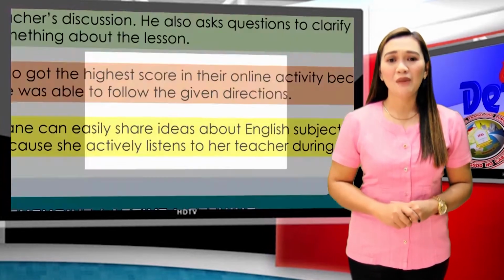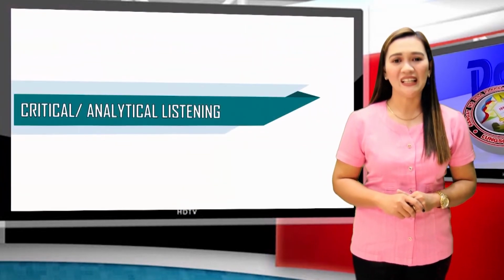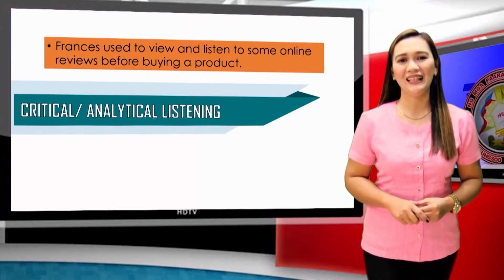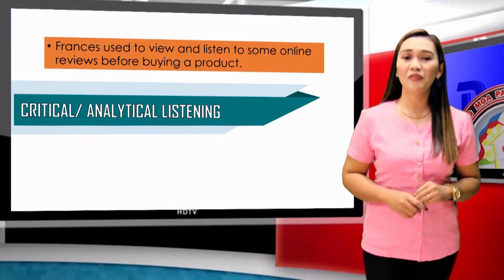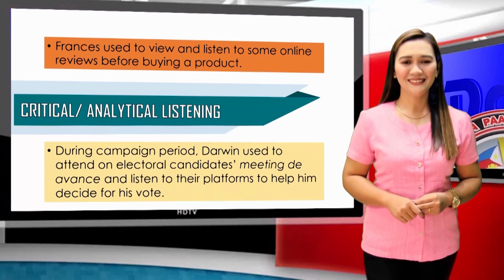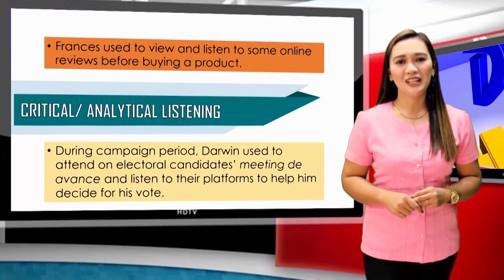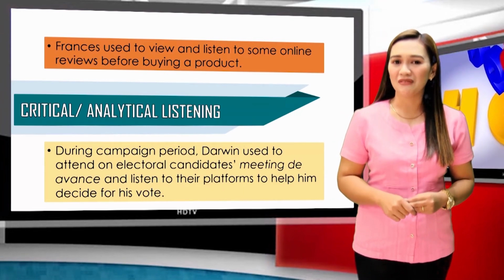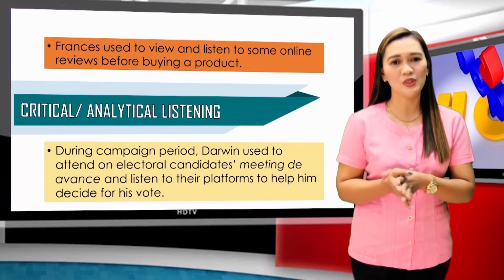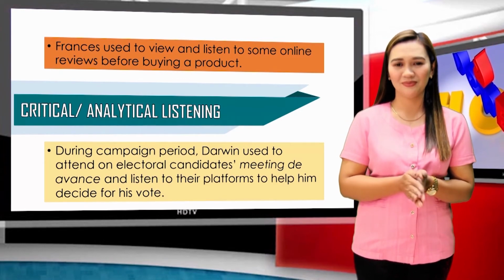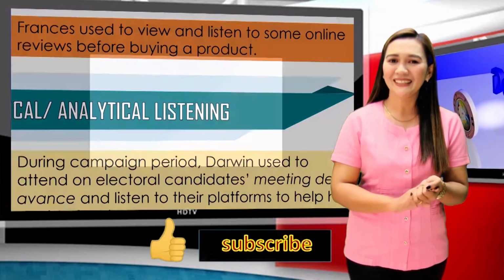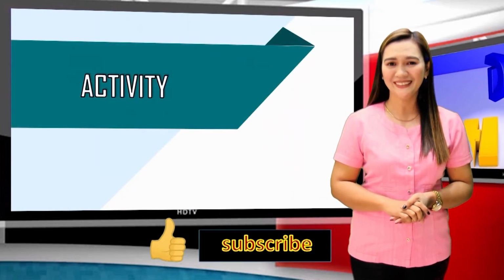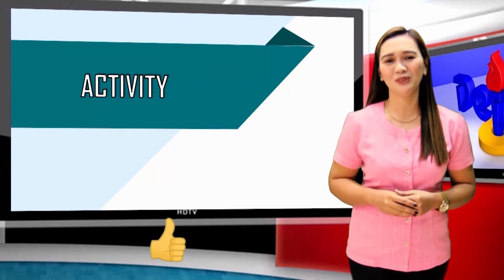And now here are the examples for critical or analytical listening. First, Frances used to view and listen to some online reviews before buying a product. Number 2, during campaign period, Darwin used to attend electoral candidates' meetings and listen to their platforms to help him decide for his vote. That's it! Can you think of your own examples for each type of listening? You better write them on your notebook.